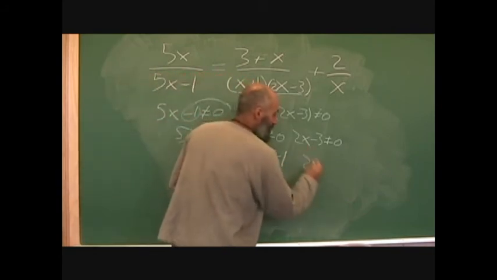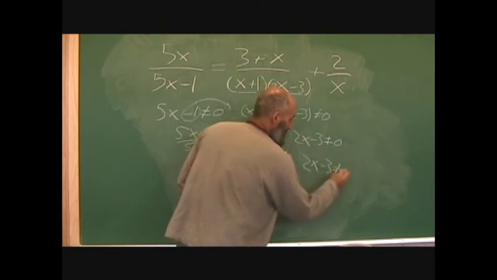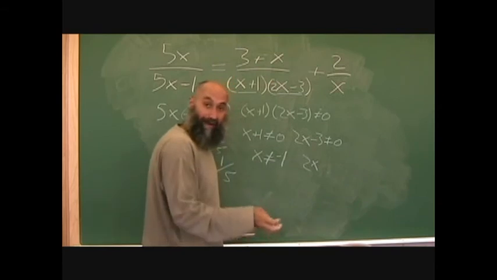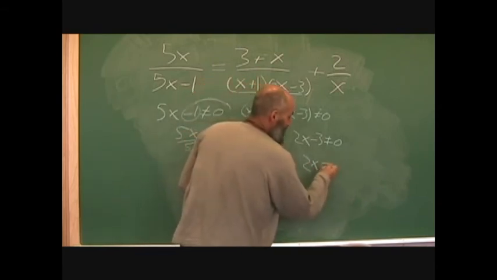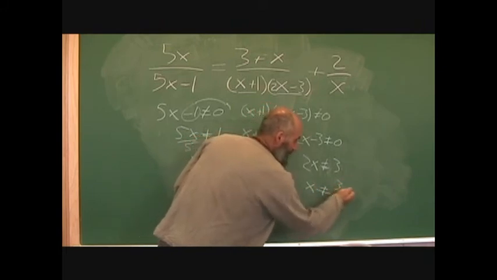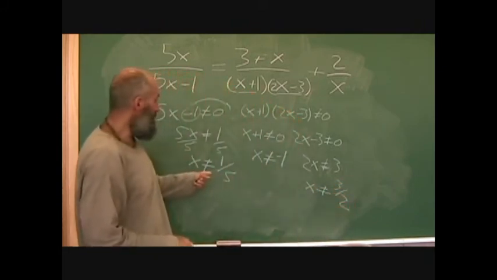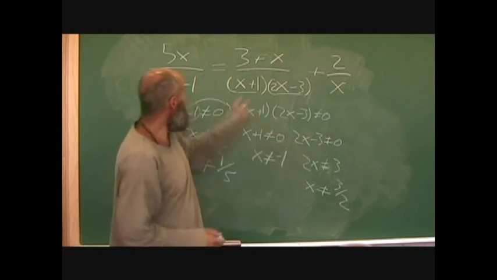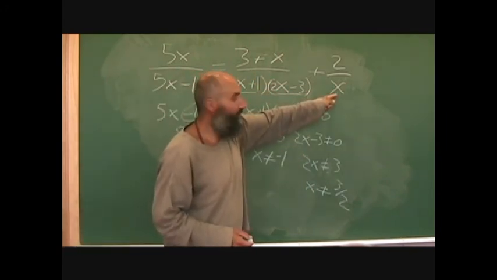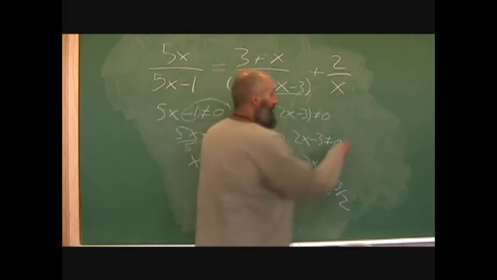And 2x minus 3 cannot equal 0. So 2x cannot equal 3, divide by 2, so x cannot equal 3 over 2. So those are 3 restrictions so far that we have for this equation, and we also have over here. Well, over here it's just straightforward, x cannot equal 0.